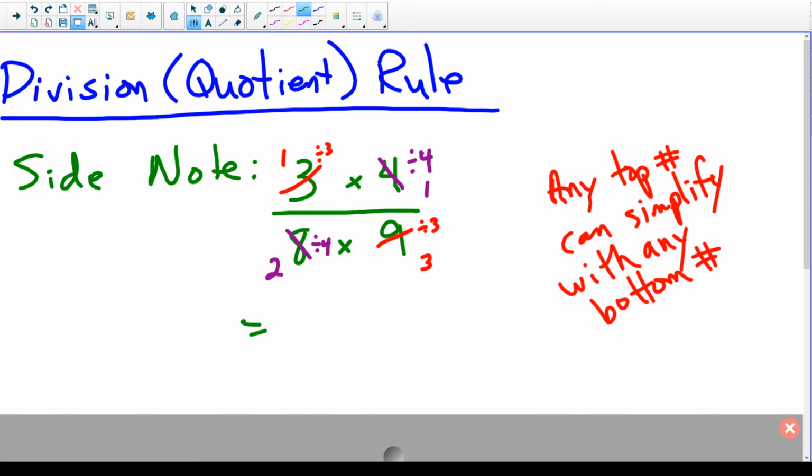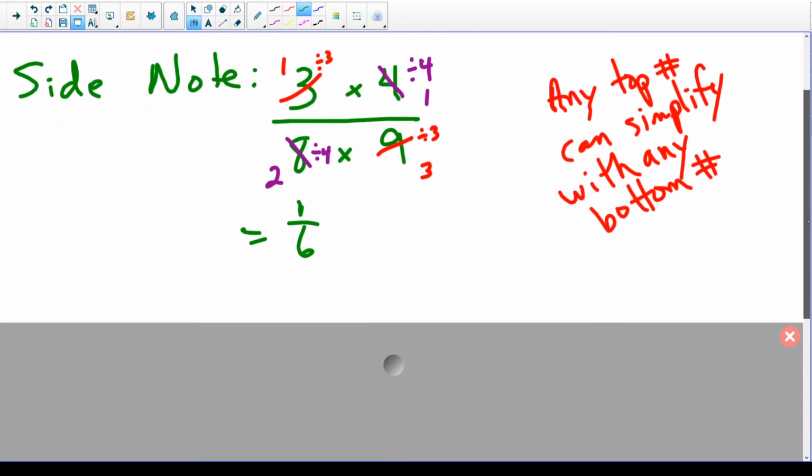Our final answer would therefore be 1 times 1, which is 1, and 2 times 3, which is 6. So it's like pre-simplifying the fractions. Any top number with any bottom number, any top factor with any bottom factor, can simplify. So that's just a side note for some of the stuff we're going to be seeing. I just wanted to talk about it first.